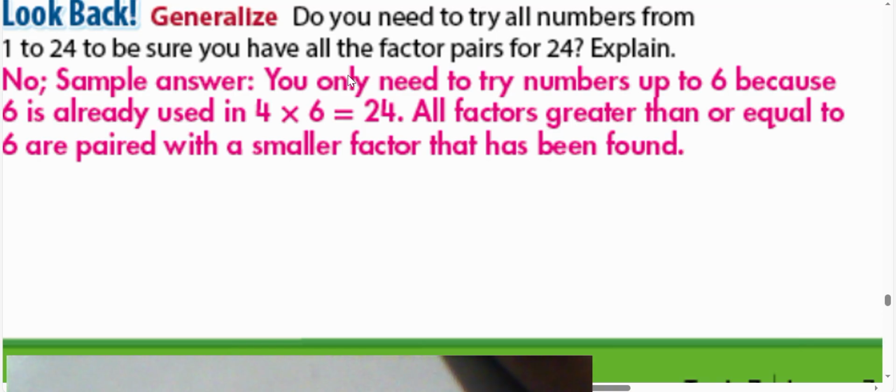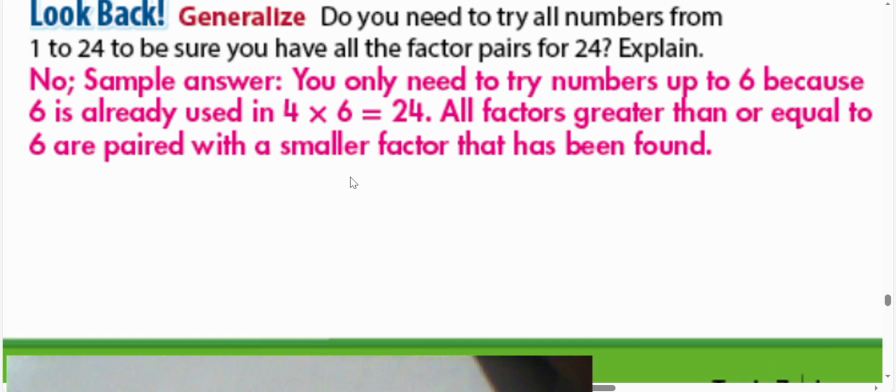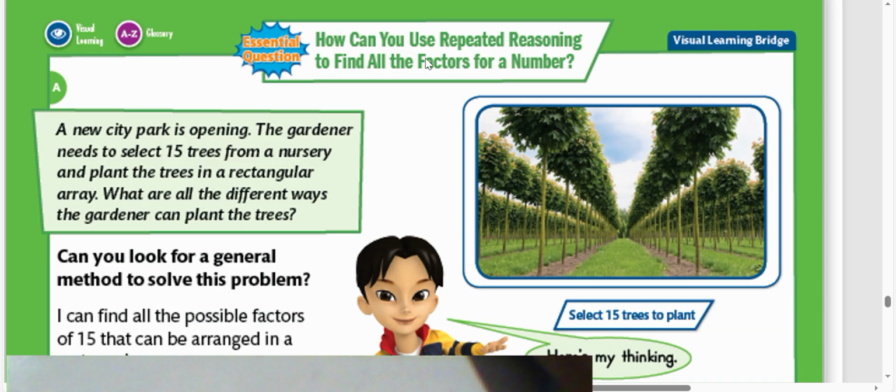No. Simple answer, you only need to try numbers up to 6, because 6 is already used in 4 times 6 equals 24. Factors greater than or equal to 6 are paired with a smaller factor that has been found. How can you use repeated reasoning to find all factors for numbers?